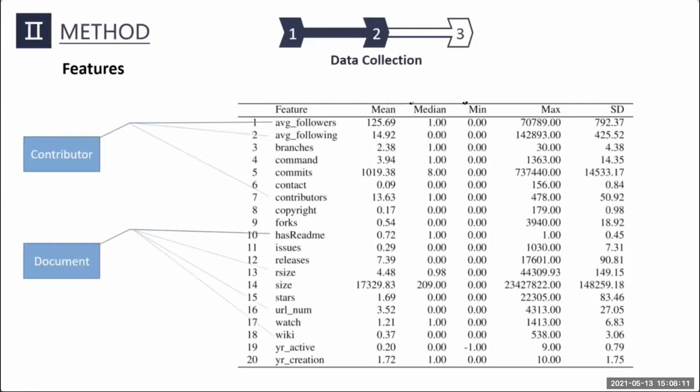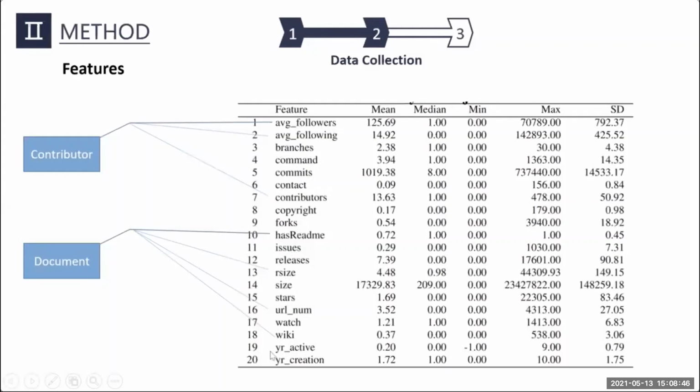And we also collect information related to documentation of the projects, like whether this project has a README file, the size of the README, the number of URLs in the README file, and whether the project has a wiki page. Except for that information, we also collect basic information about the project, like the number of branches, number of commits, the number of issues, releases, the size of the project, etc.